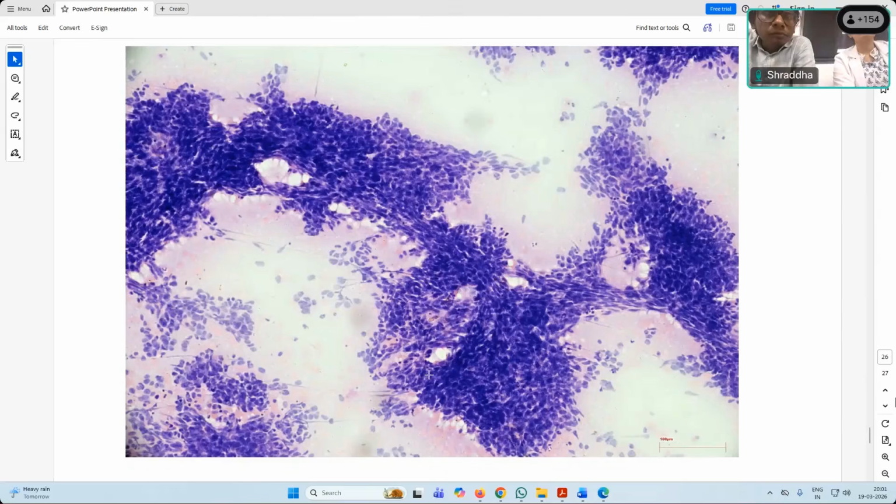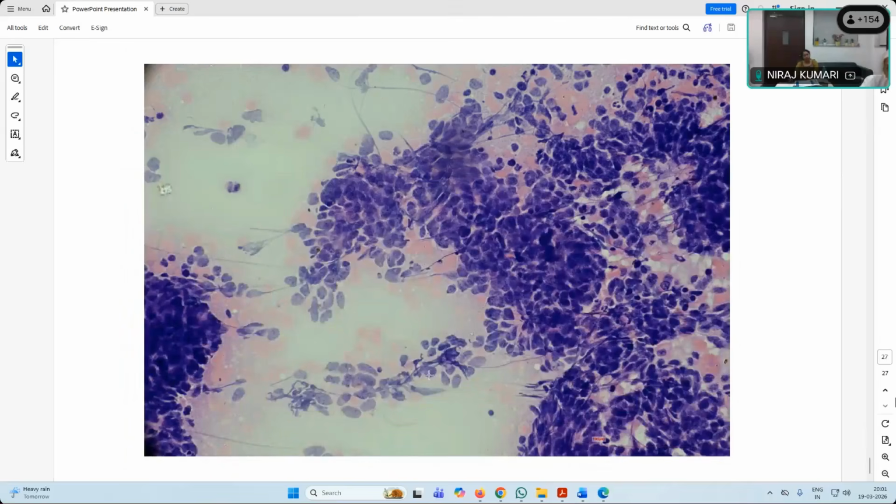P40, P63 can be done, ma'am, for TTF1. So this could be a very poorly differentiated squamous cell carcinoma. So to rule that out, you can do a P40. But again, you have to understand, do you see any cytoplasm here? No. If it is a very poorly differentiated squamous cell carcinoma from a lung, it will show you some scant, dense, deep blue cytoplasm, and the nuclei may be prominent. You don't see any nuclei or any cytoplasm in these cells. The characteristic feature which you see is nuclear molding and overlapping.